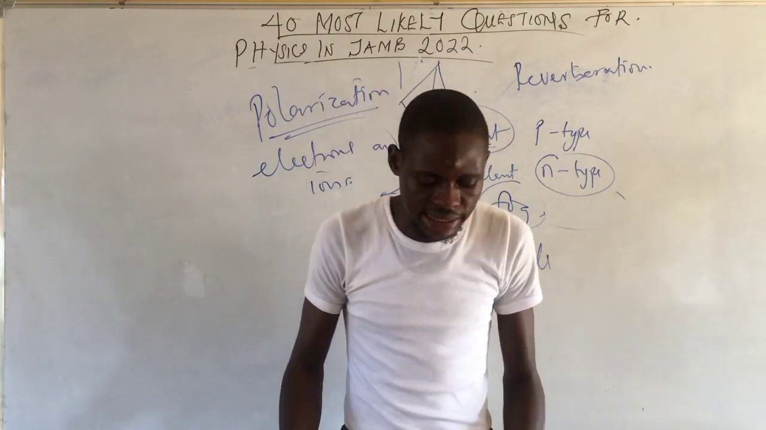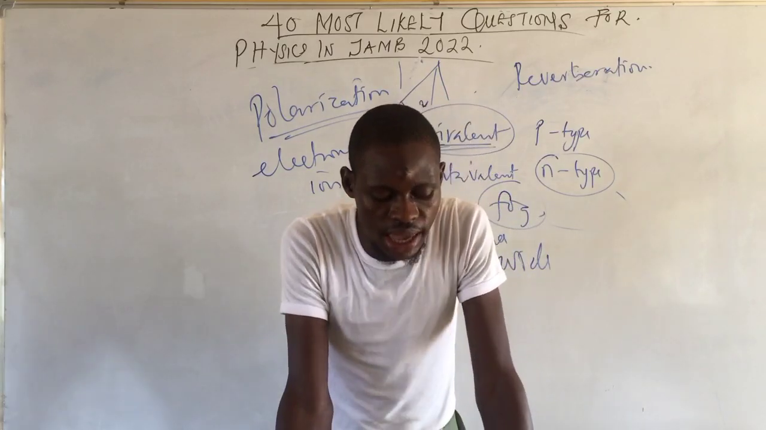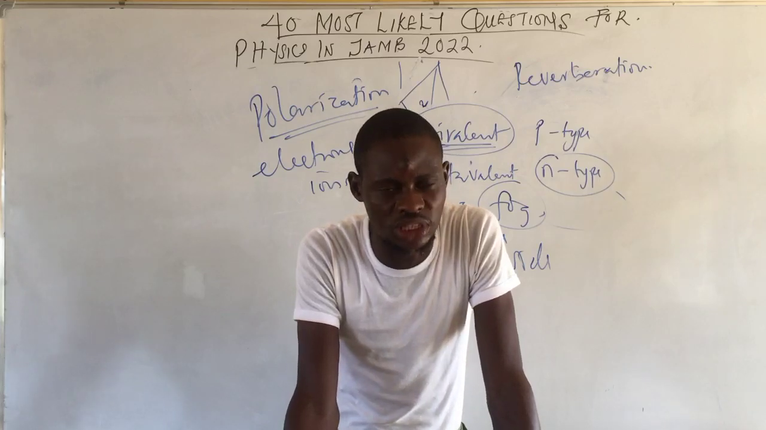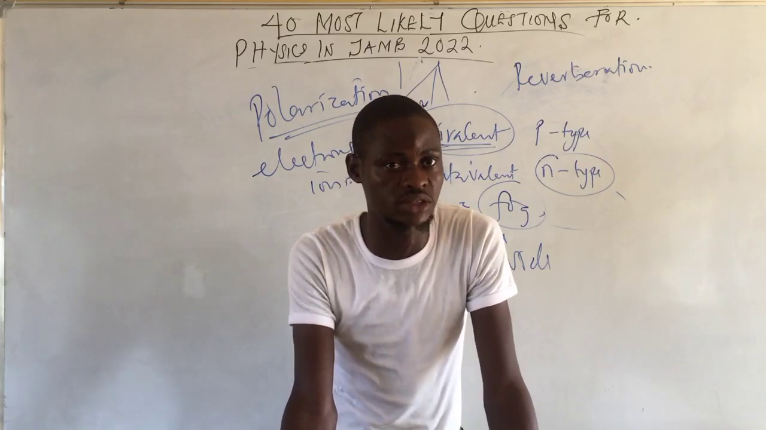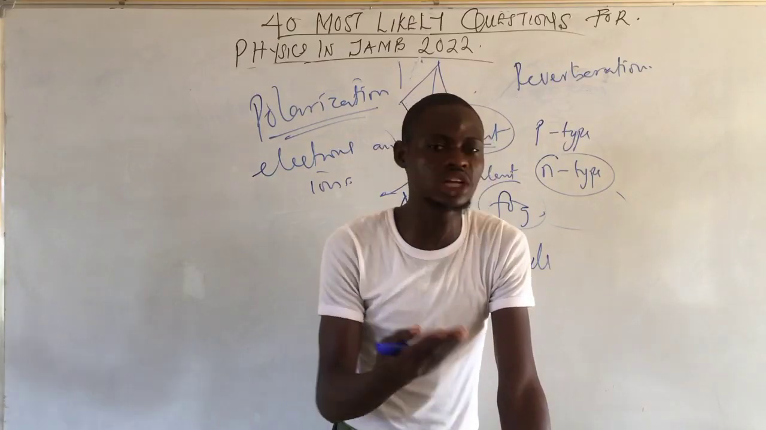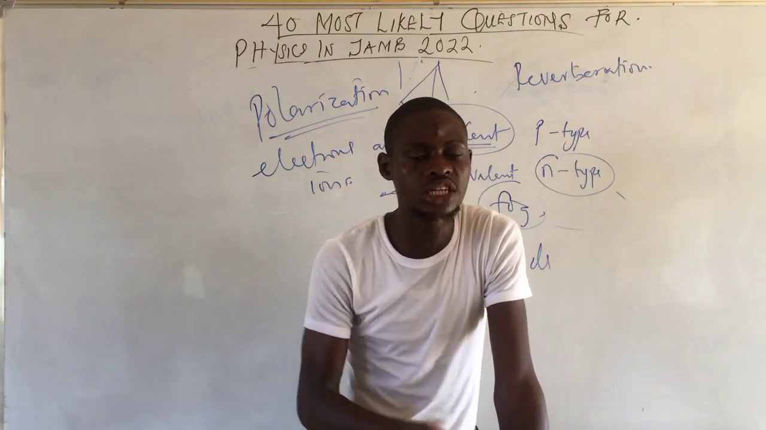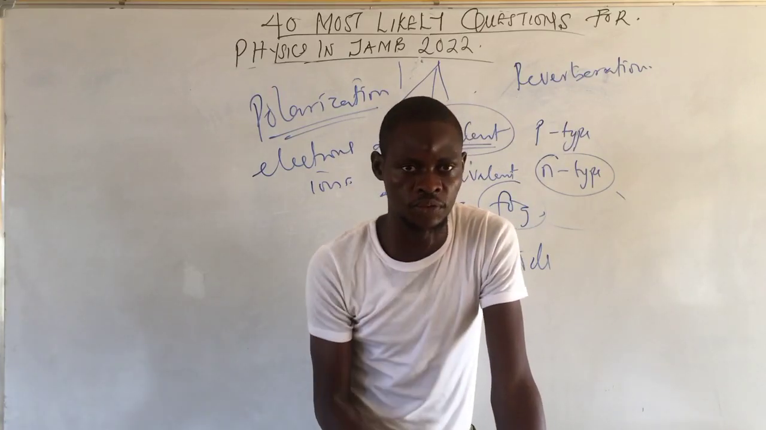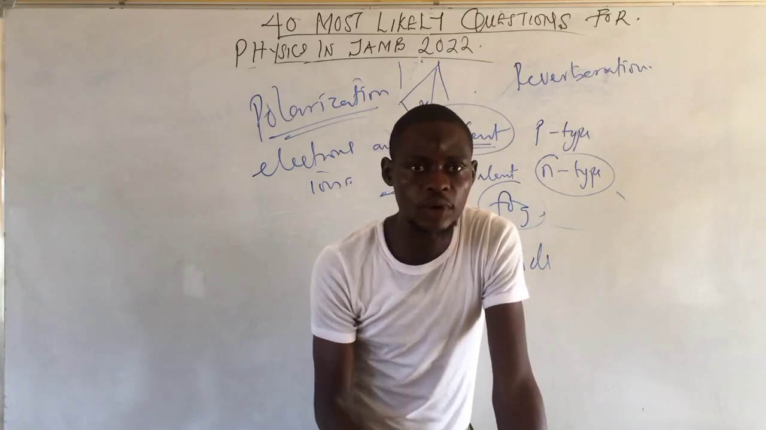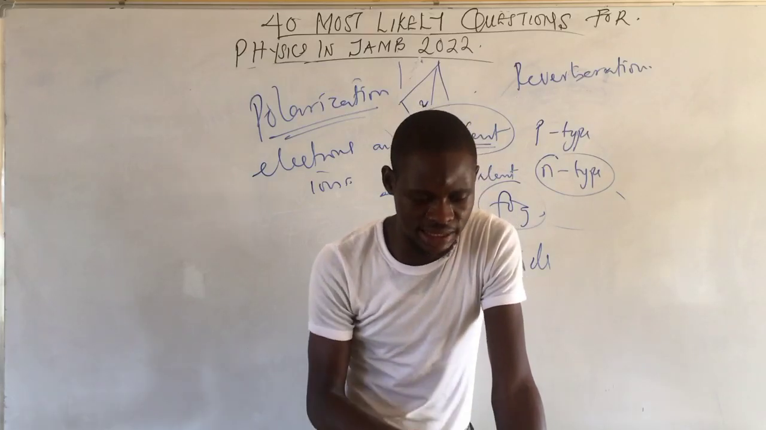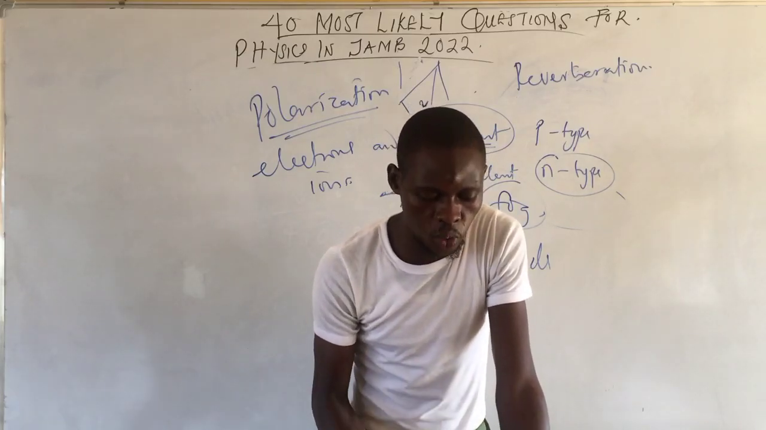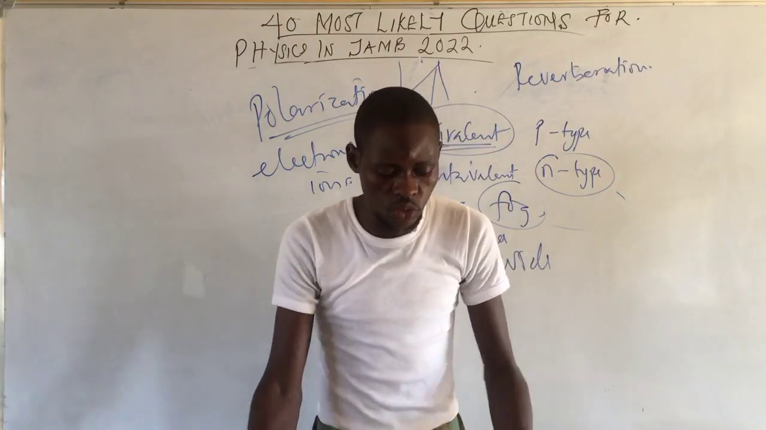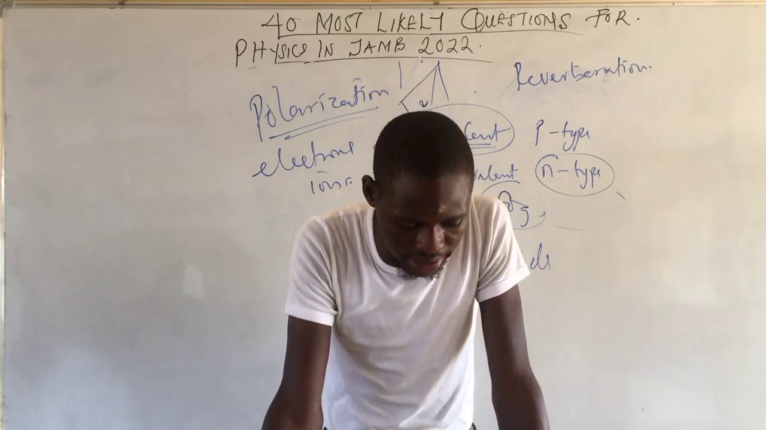The next thing is question 28. The phenomenon of light bending around an obstacle. This one is always common because it's found under wave. If you see a question on wave, it is either the calculation aspect or the theoretical aspect. The theoretical aspect comes out in the properties of wave. This is an example of properties of wave. The phenomenon of light bending around an obstacle, we call it diffraction. Diffraction of light.